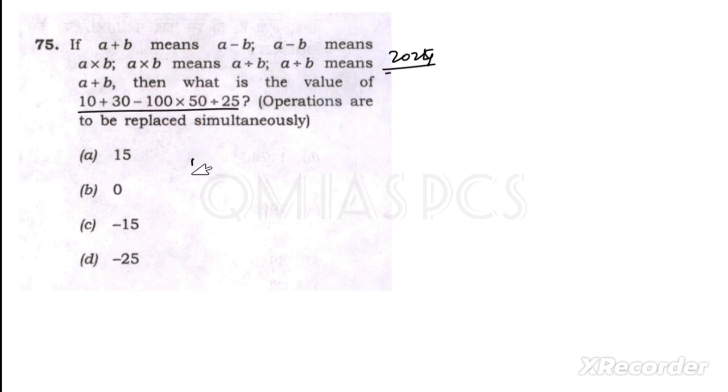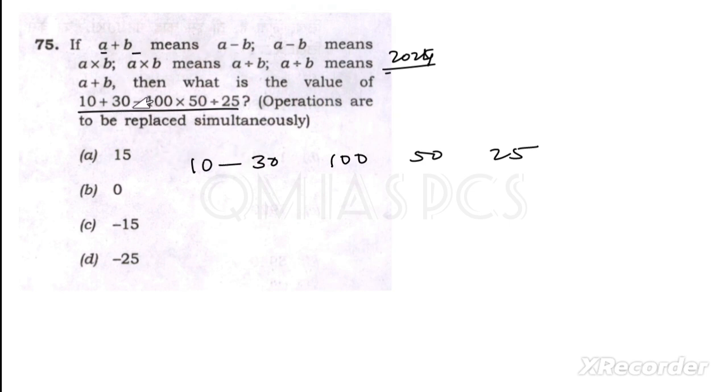First write 10, 30, 100, 50, 25. Whatever approach I am following, just try this if you are not confident with your method. First write the numbers given. Now look at the signs. It is 10 plus 30. Just look at this: a plus b is equal to a minus b, that means plus is equal to minus.